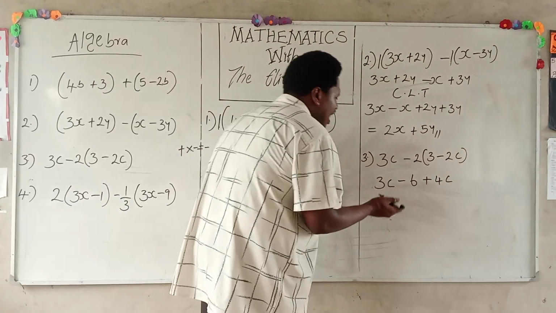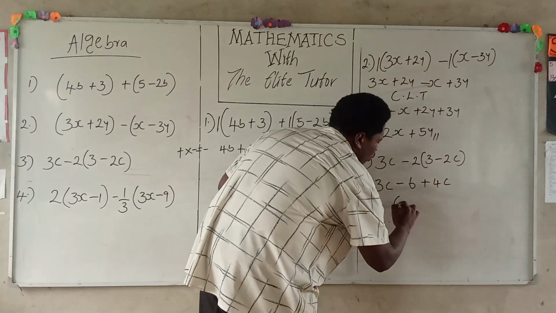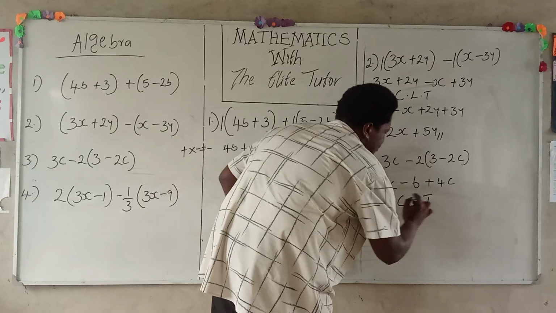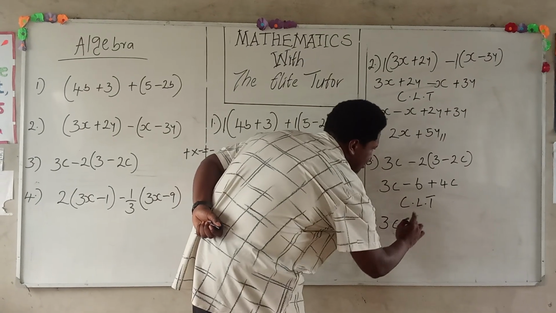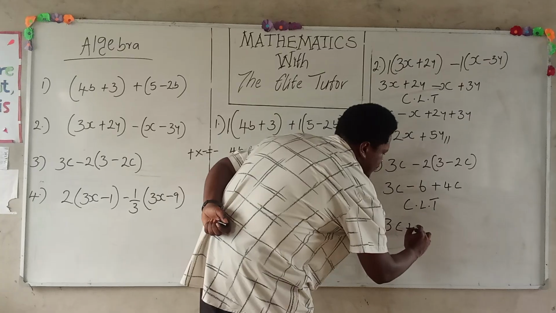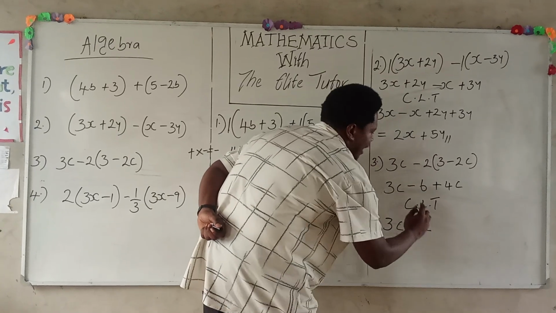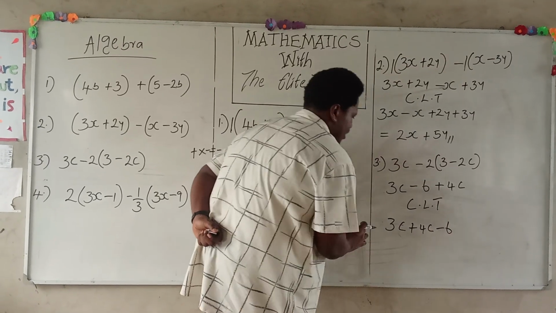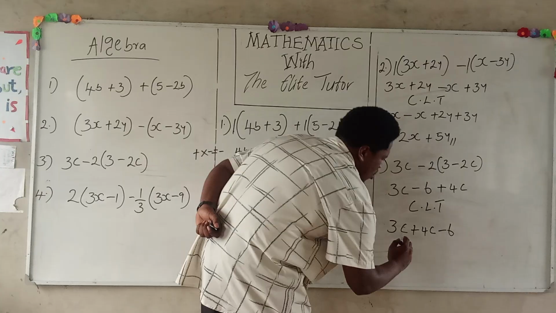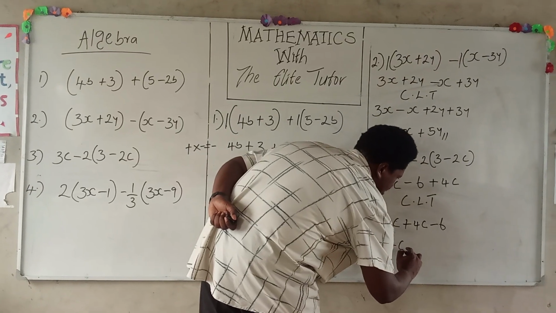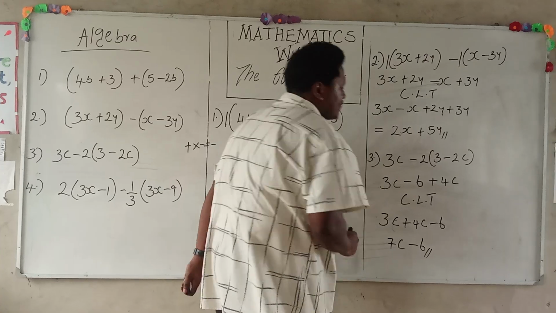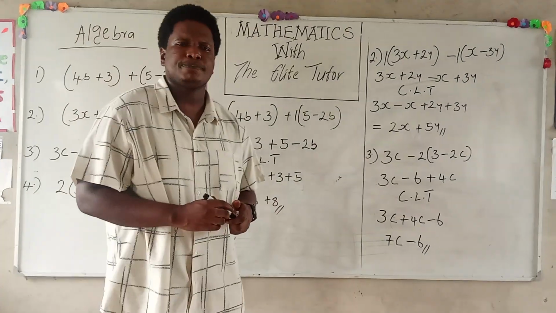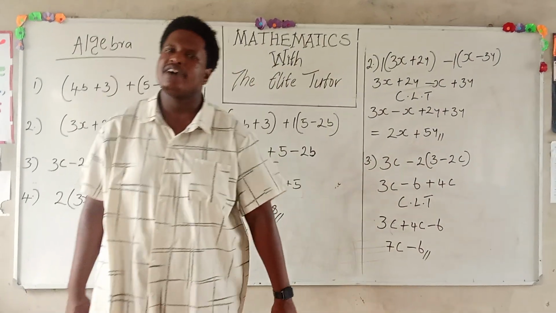Next thing we are going to do is collect like terms. We have 3c, plus 4c, and then minus 6. 3c plus 4c will arrive at 7c, minus 6. And this is the final answer because it cannot be further simplified.